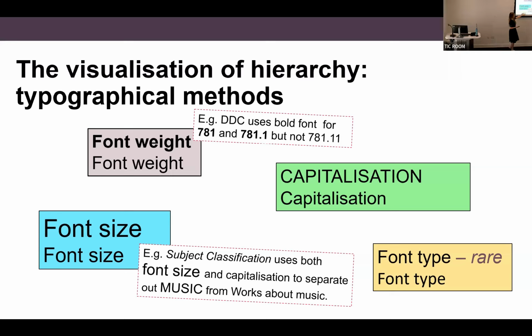And the Subject Classification, this is a very early 20th century classification, I've given an example here. It uses a bigger font size and capitalization to separate out its biggest main class from the one below. Quite interestingly, capitalization and font size are mostly used at the top levels, because obviously there's not an infinite number of font sizes that you can use and still be legible if you're down to level 10. So usually font size and capitalization are used at levels 1, 2, 3, 4, but not below that. That's very interesting.